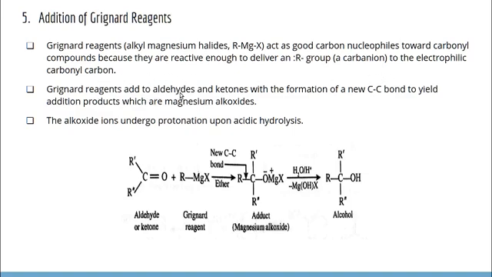Grignard reagents add to aldehydes and ketones with the formation of a new CC bond to yield addition products which are magnesium alkoxides. So when we add Grignard reagent to aldehyde or ketone, there will be the formation of a new CC bond and finally we will get alcohol. The alkoxide ions undergo protonation upon acidic hydrolysis. So here we have an aldehyde or ketone, which on treating with Grignard reagent, that is having the structural formula R minus MgX plus.